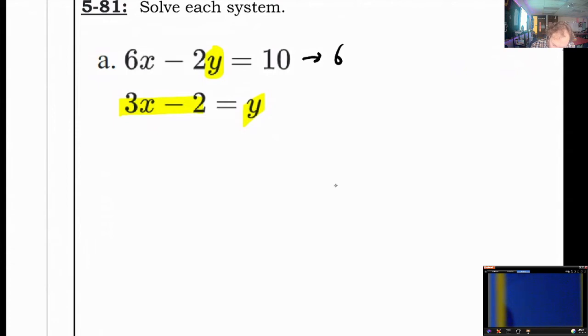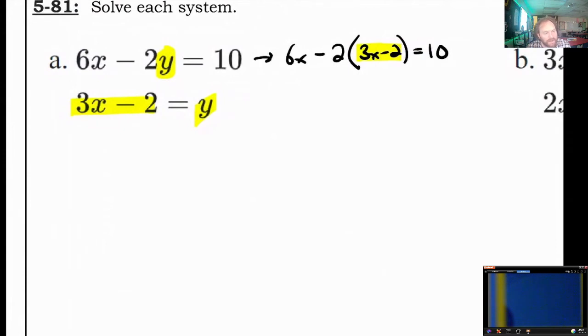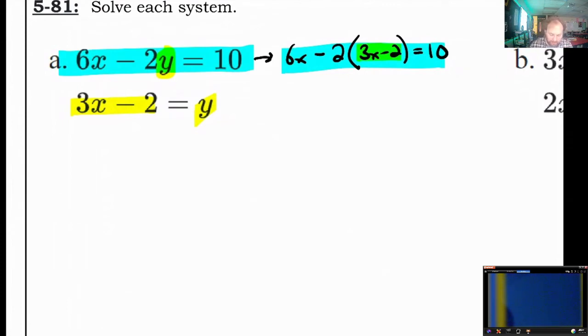This will give us 6x minus 2 times y. Remember, the idea here is that we're replacing y with 3x minus 2 because that's what it's equal to. Y is 3x minus 2. So these two equations are actually the exact same equation. The only difference is we replaced y with something else that it's equal to.